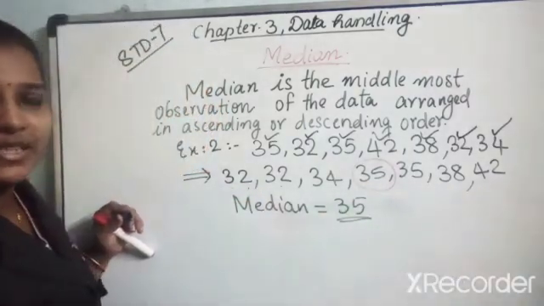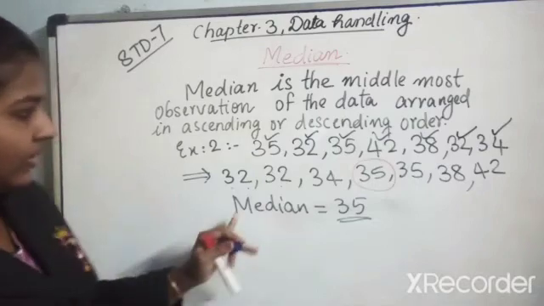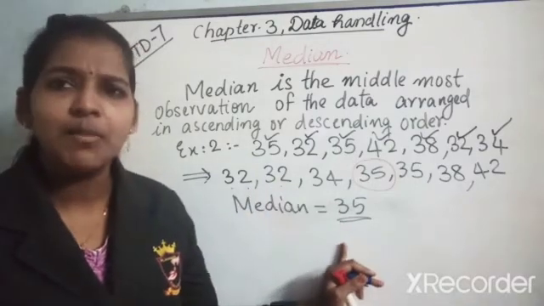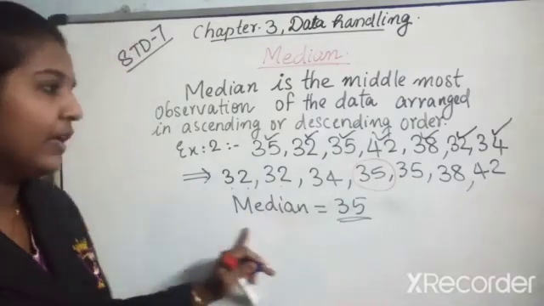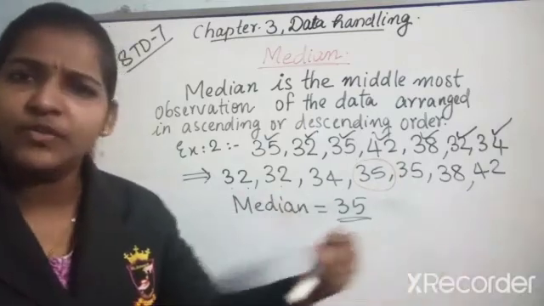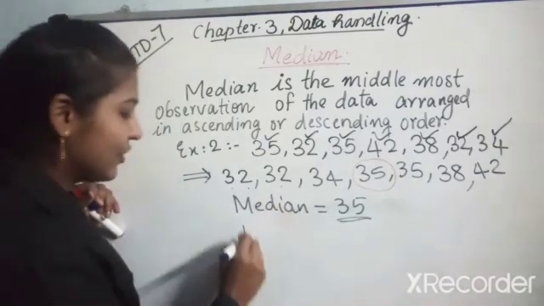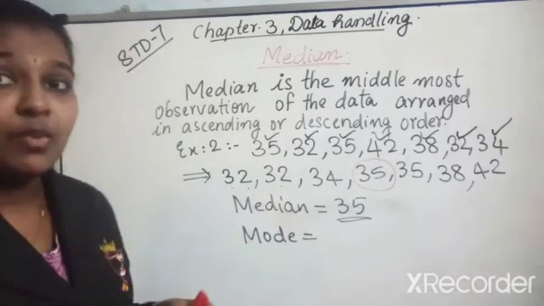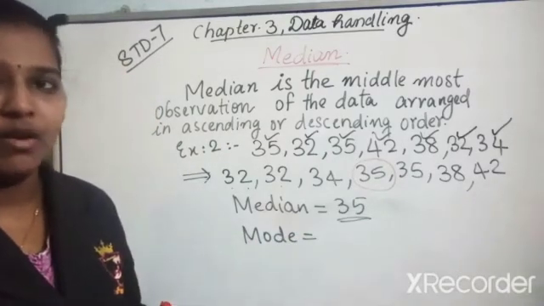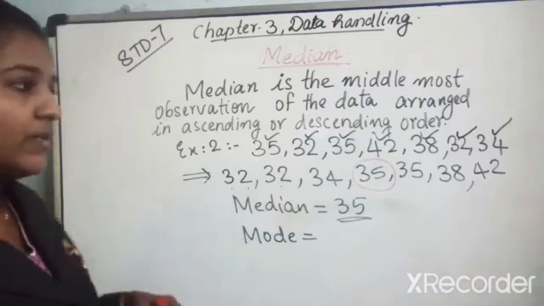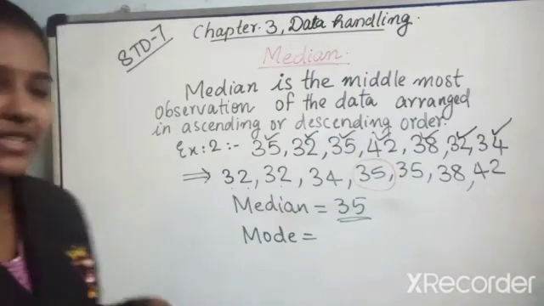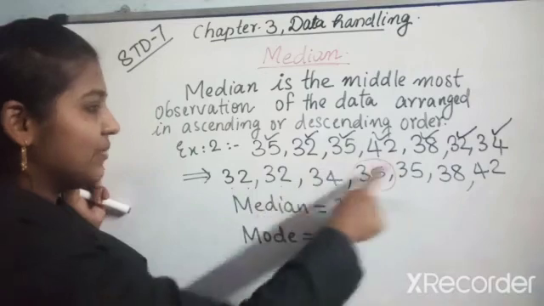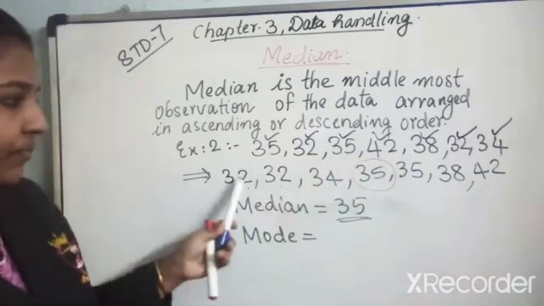So median is 35. Now, if I am asking you which is the mode of these observations, can you find that out? Yes, just try. Mode means the most repeating observation is the mode, isn't it? So look, children, which is the most repeating observation here?